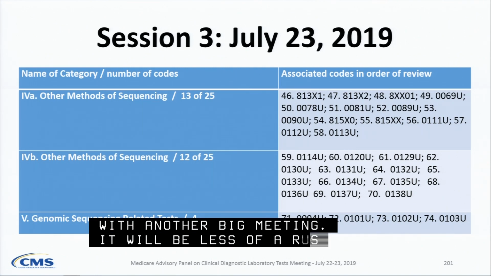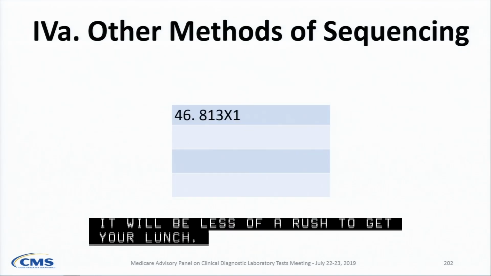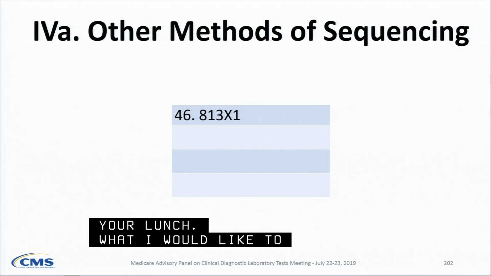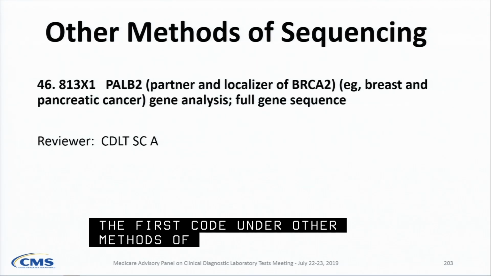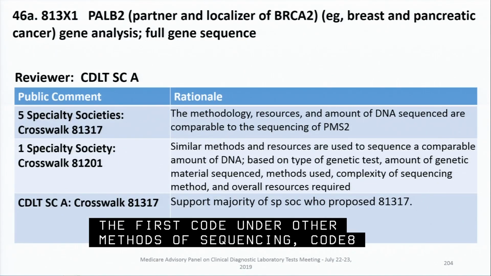So what I'd like to do is go to the first code under other methods of sequencing, and that's item 46, and that is code 813X1. This was covered by the A subcommittee, and I'm going to turn this over to Dr. Bossler.